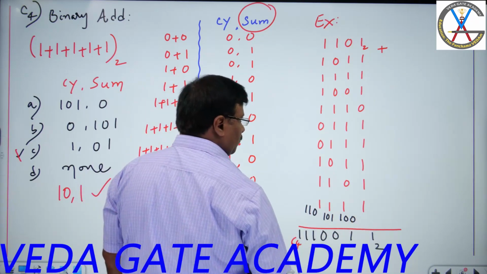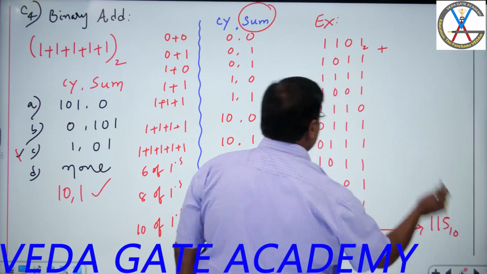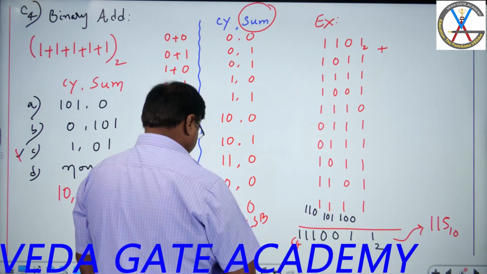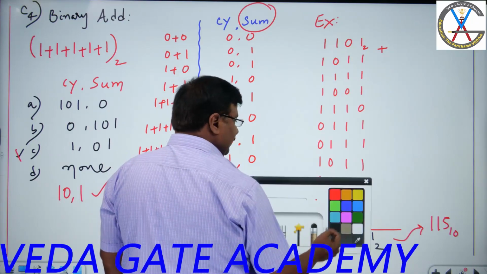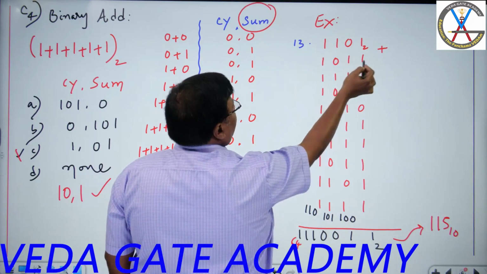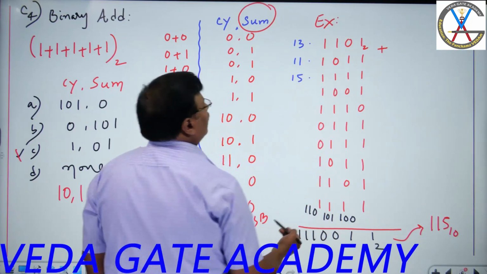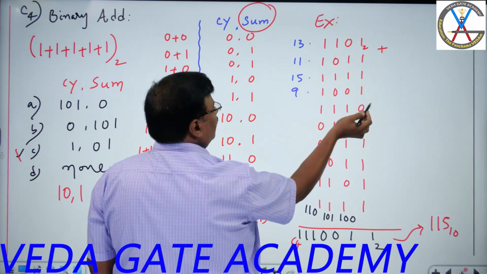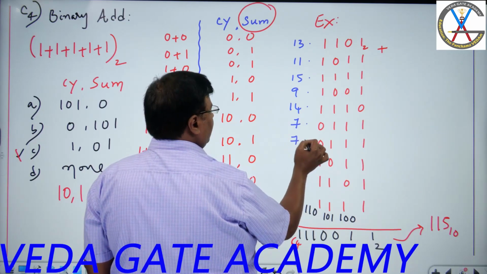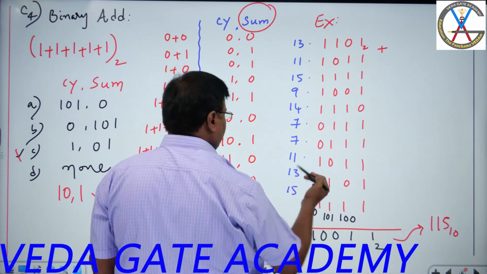112 and 3, 115. So the value of this is 115. If we get the same by adding all of these, I think our procedure is correct. Let us do that. 13, 11, 15, 9, 14, 7, 7, 11, 13, 15. Let's make an addition.